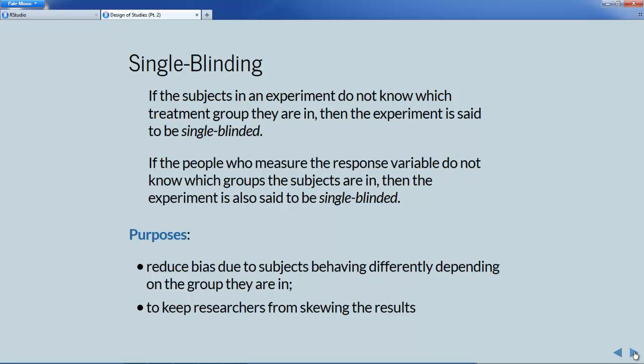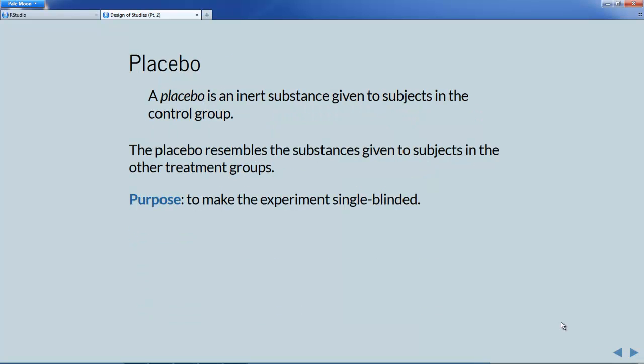The way that you single-blind an experiment is to use a placebo on the subjects who are in the placebo group. A placebo is an inert substance given to subjects in the control group. It might resemble the substances given to subjects in the other treatment groups, but it doesn't really do anything to you. So the purpose of a placebo is to make the experiment single-blinded.